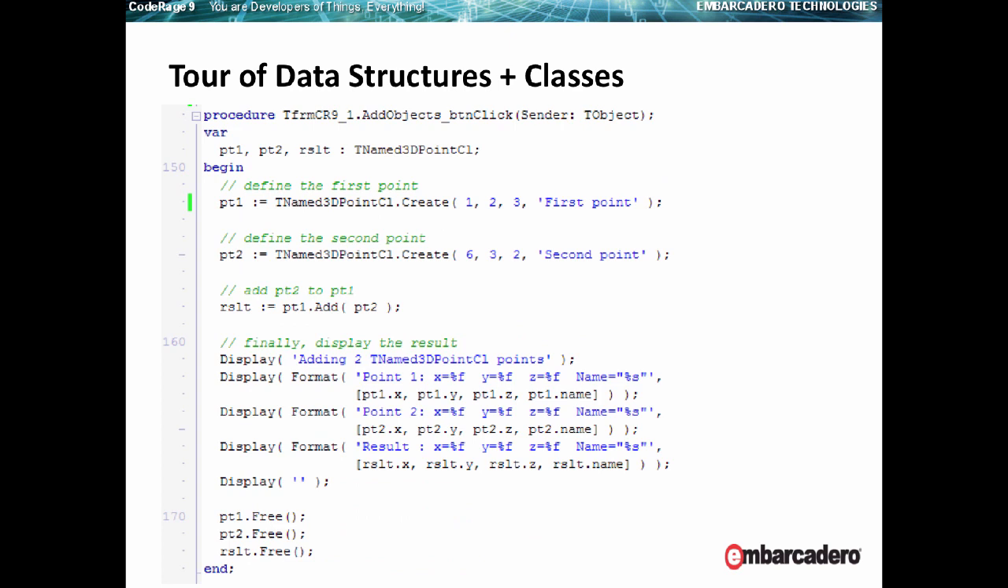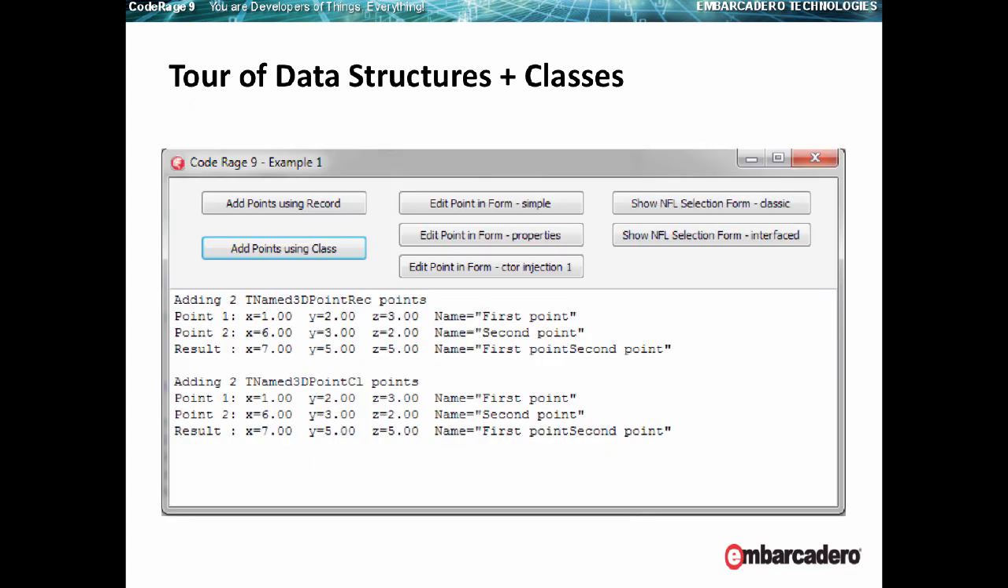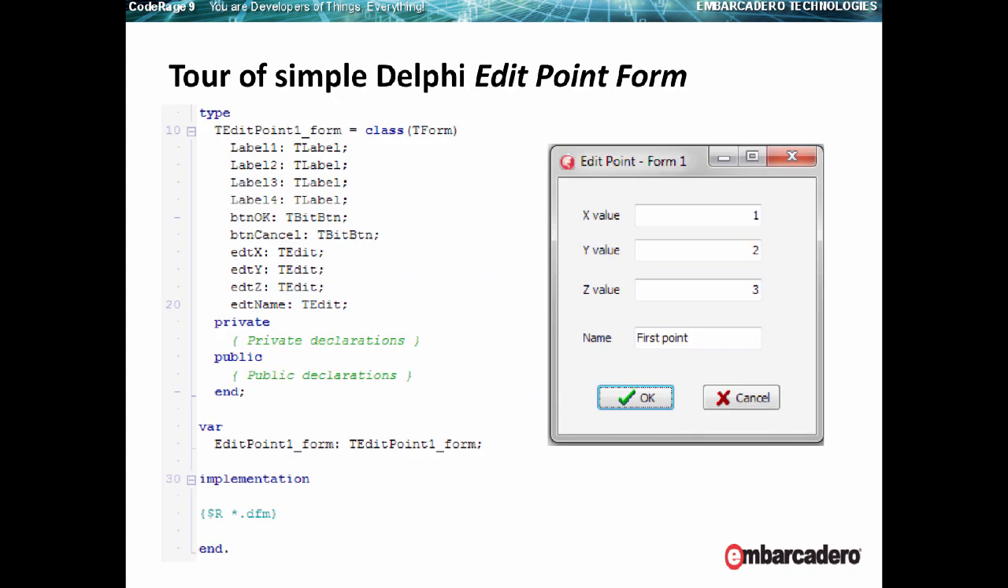So we look at the on-click handler. We declare 3 instances of name3d.cl, create the first one, create the second one, add the second to the first one, get our result, and display the results. Then we free them all. And when we run this app, this is what we get. We click the first one, add points using record, we get the first 4 lines. Add points using class, we get the second 4 lines. They're exactly the same, and that's exactly what you'd expect. Now, let's suppose we want to create a form to edit one of these points. Very simple, 4 TEdits, a couple of buttons, OK and Cancel buttons.